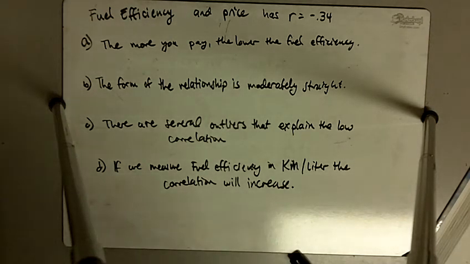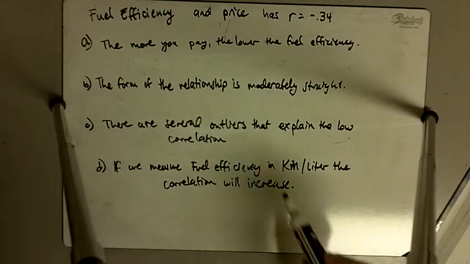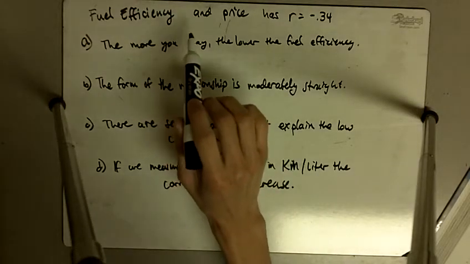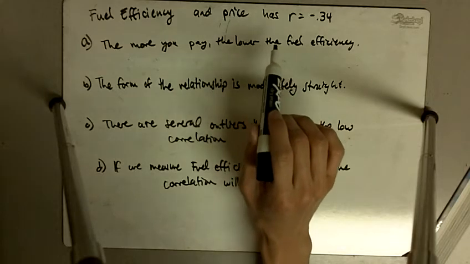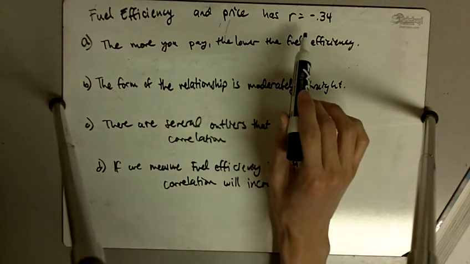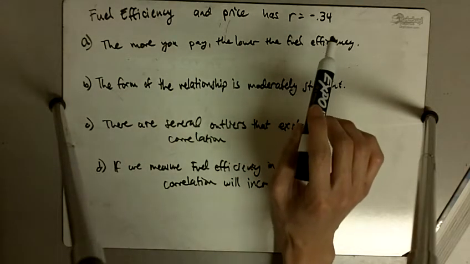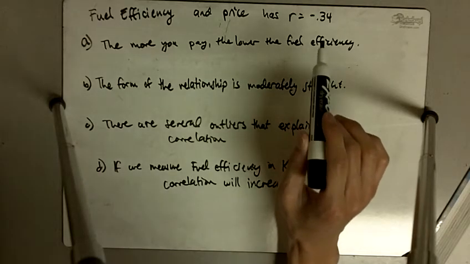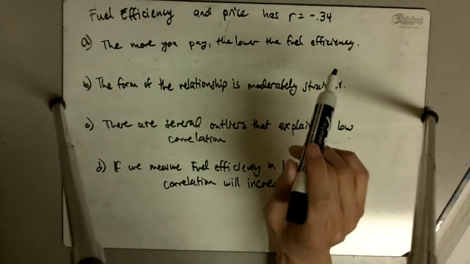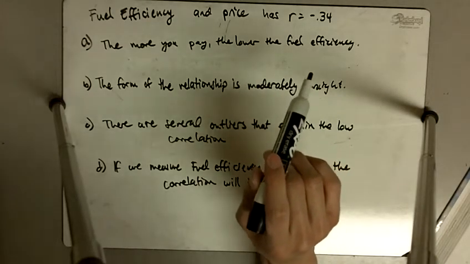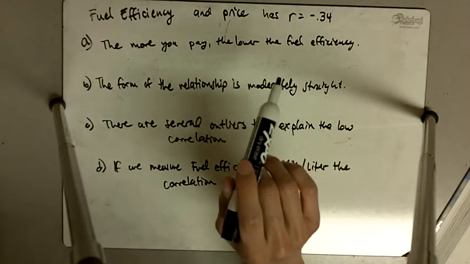All right, exercise 29 says the correlation between fuel efficiency, as measured in miles per gallon, and price of 150 different cars at a large dealership is R equals negative 0.34. Okay, and R is the correlation coefficient that shows what kind of relationship we have. And it says explain whether or not each of these possible conclusions is justified.